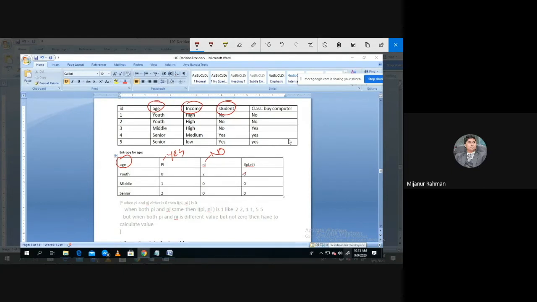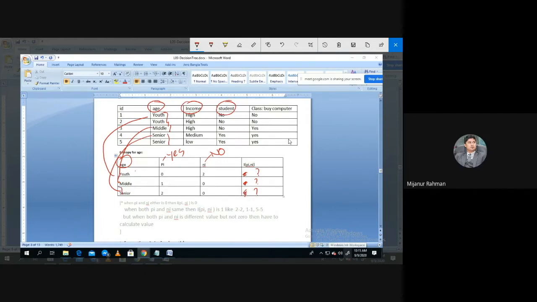Okay. So suppose there is no value. This is blank, for example, and we have to find out this value. This is our purpose. Now, dear, how can we find out the Pi and Ni? Because in age you have three attribute values: youth, middle, and senior. So this is the reason I write youth, middle, and senior. I think you can understand the three very well.